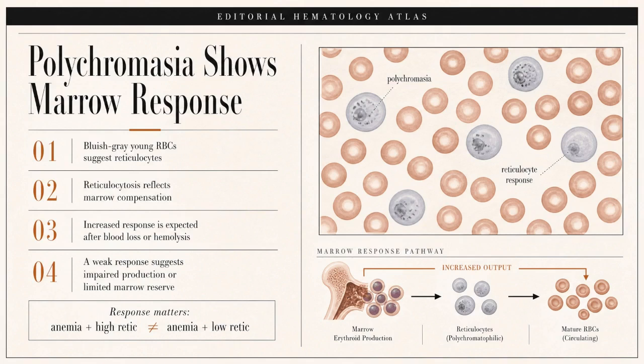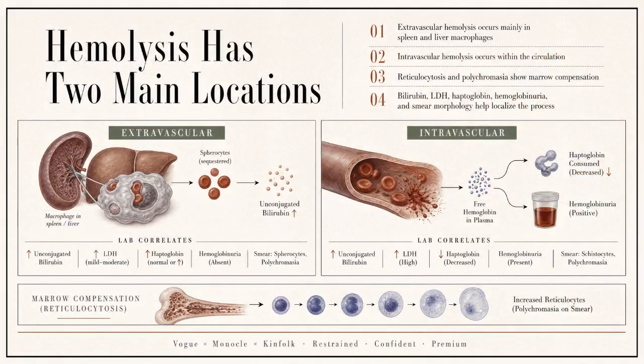And speaking of hemolysis, let's explore its locations. Hemolysis means red cells are being destroyed faster than normal, but the location of destruction matters. Extravascular hemolysis occurs primarily when macrophages in the spleen or liver remove abnormal or antibody-coated red cells. This pattern is common in hereditary spherocytosis and warm autoimmune hemolytic anemia.